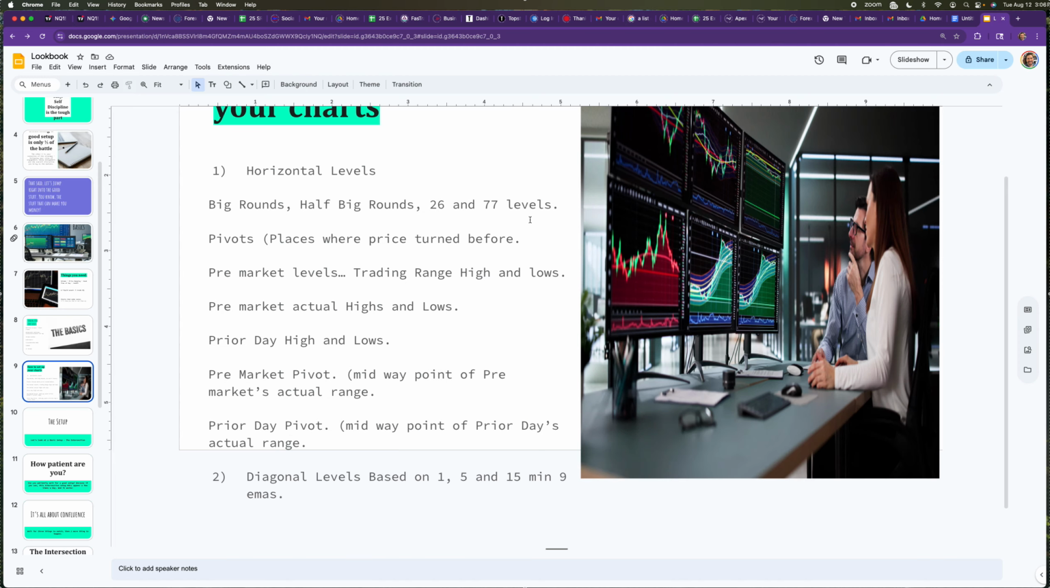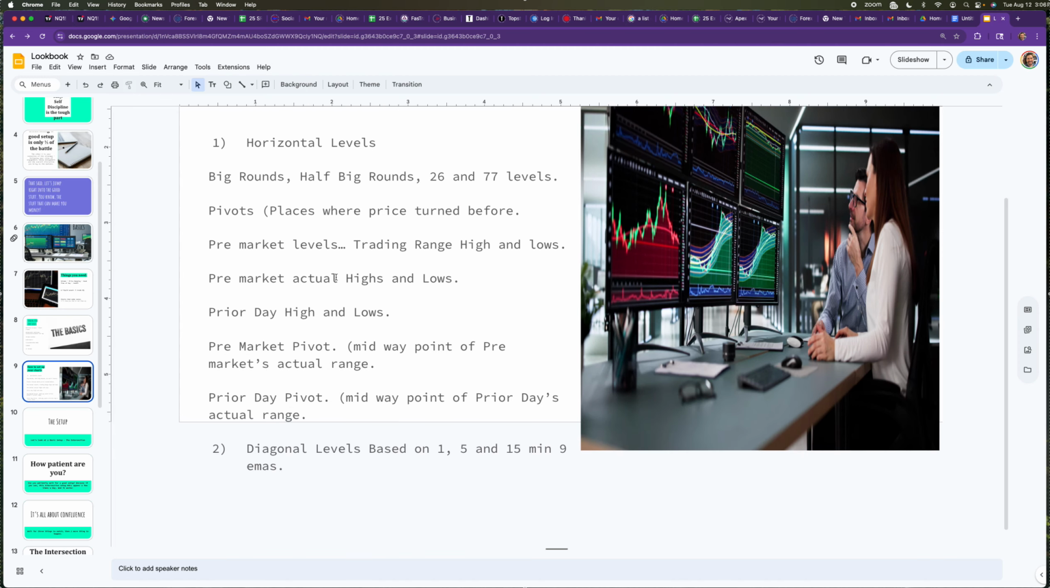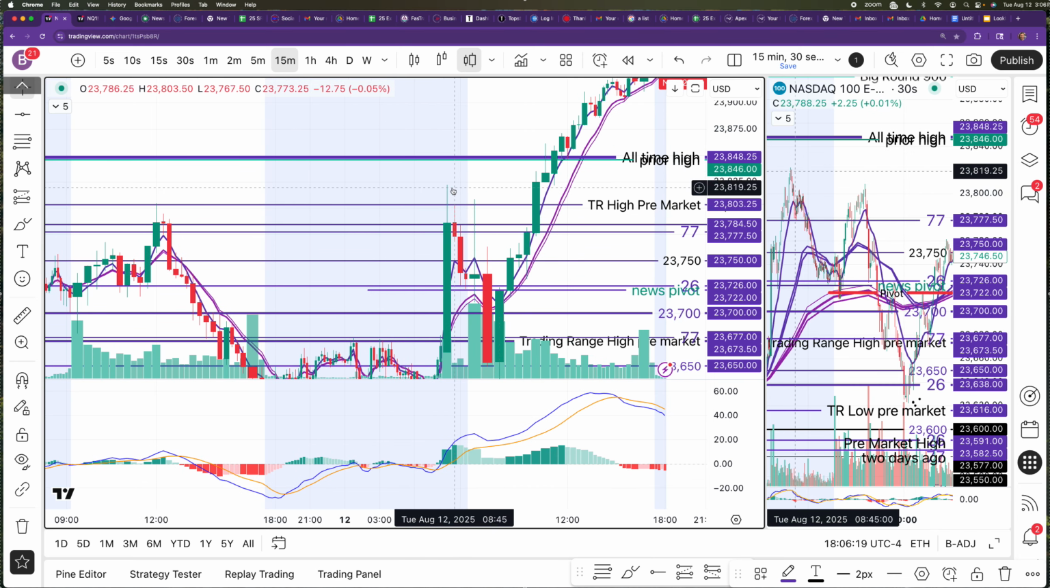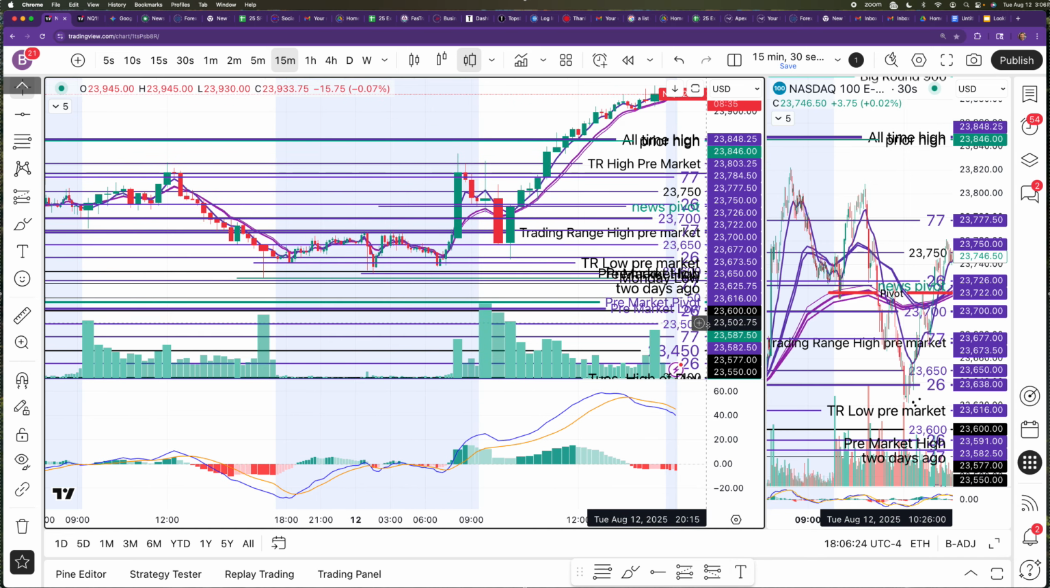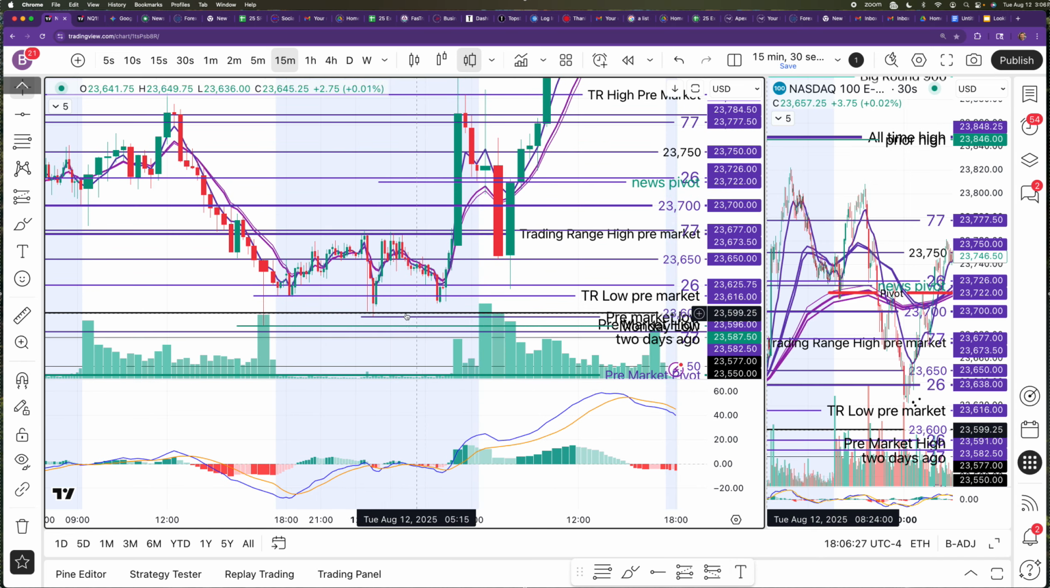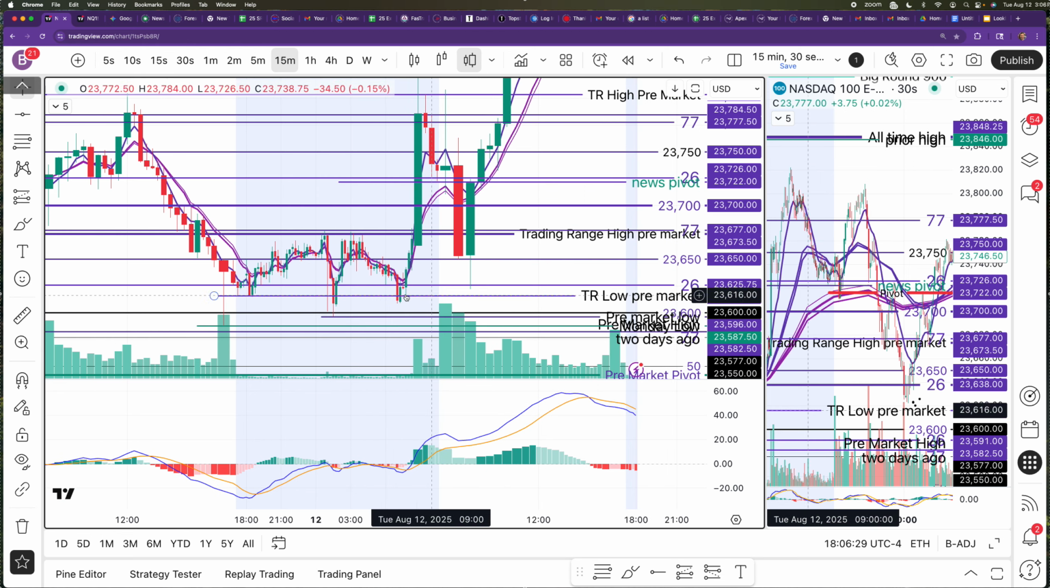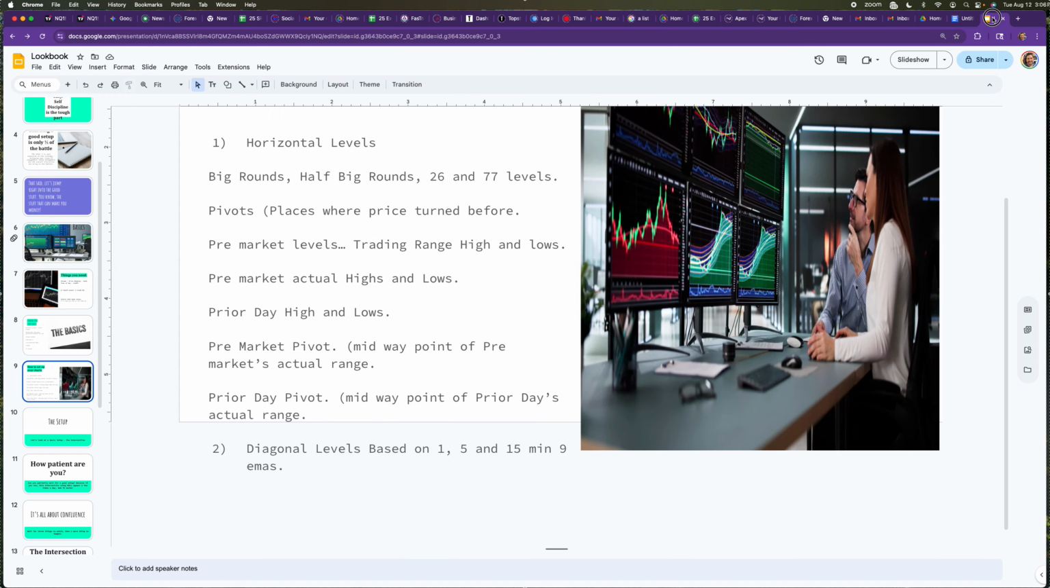Okay. Then you've got pre-market actual highs and lows. So let's get into that real quick. The actual high here, it was up here. It's not marked on this chart. And the actual low was down here. That is marked on the chart, pre-market right there. So that's the actual.